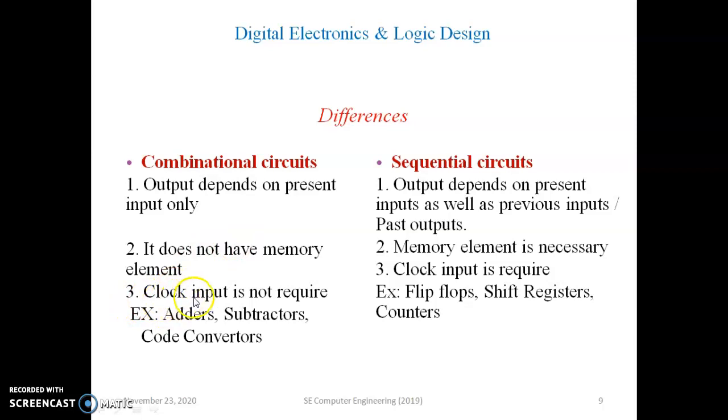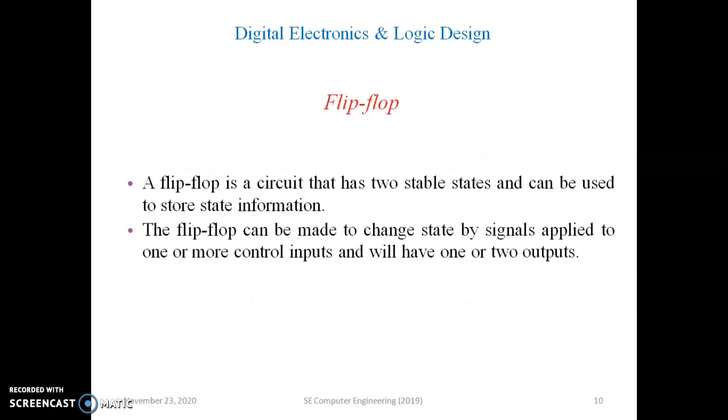Then next, clock input is not required in a combinational circuit, but clock input is required in a sequential circuit. Examples of combinational circuits are adder, subtractor, code converter, multiplexer, demultiplexer, parity checker, and parity generator. So these are the examples of combinational circuits. And sequential circuits include flip-flop, shift register, counters, sequence generator, and sequence detector. So these are the examples of sequential circuits.